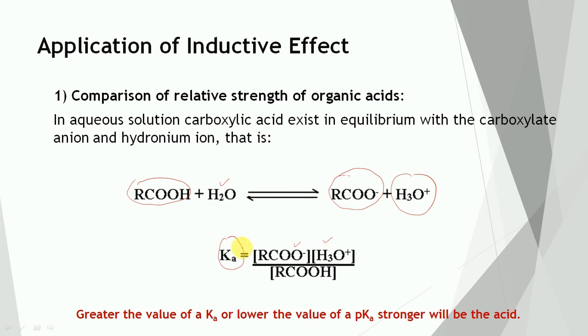Here Ka is directly proportional to the concentration of the hydronium ion. If the concentration of hydronium ion is low, then the acid is weaker, and if the concentration of hydronium ion is higher, then the acid is stronger. In other words, the greater the value of Ka or the lower the value of pKa, the stronger will be the acid.